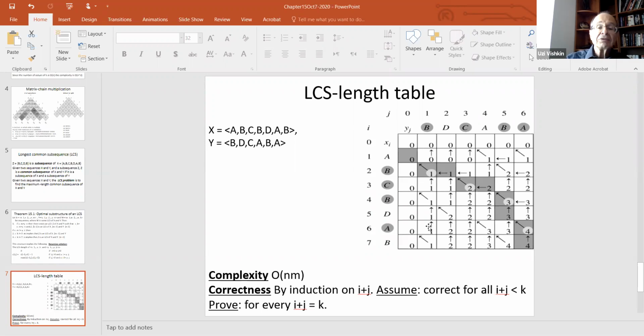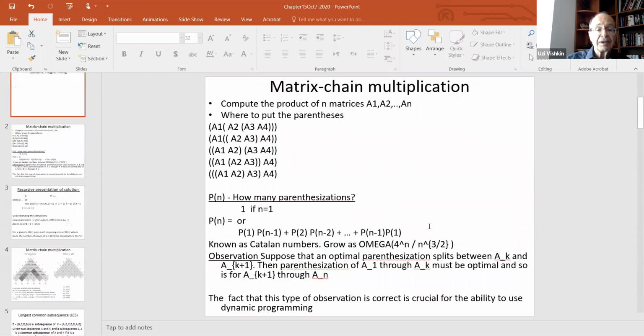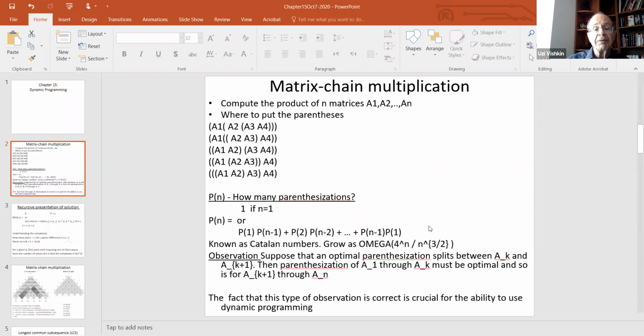So we are going now to advance to the second example of dynamic programming. And the second example has to do with the problem of matrix chain multiplication. So what is the problem? The problem is that you are given n matrices, A1 up to AN, and you need to compute their product, A1 times A2 times A3, till AN. Now, why is this an interesting problem?